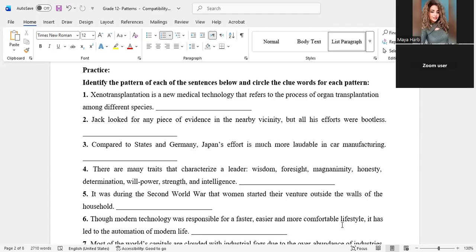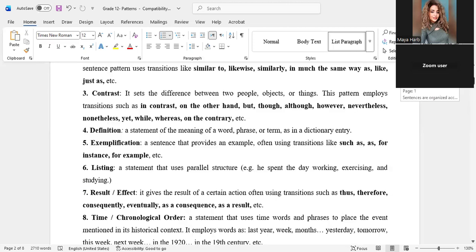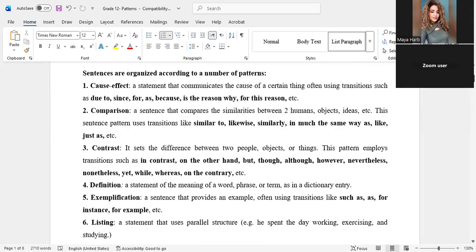Xenotransplantation. Okay, that's the word. Xenotransplantation is a new medical technology that refers to the process of organ transplantation among different species. Okay. What do you think, Muhammad, is the pattern in this sentence? Do you want me to go back to the types so you can choose one?